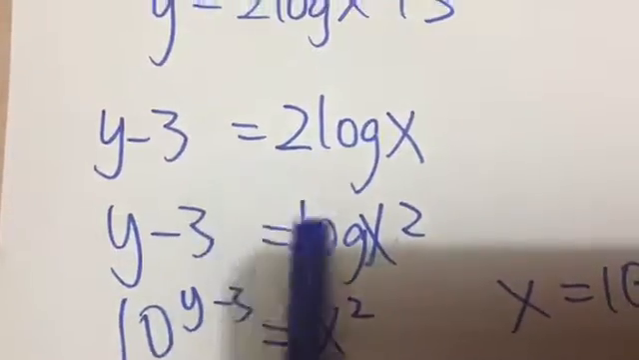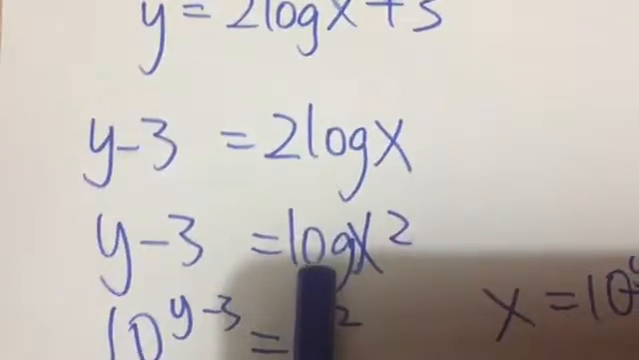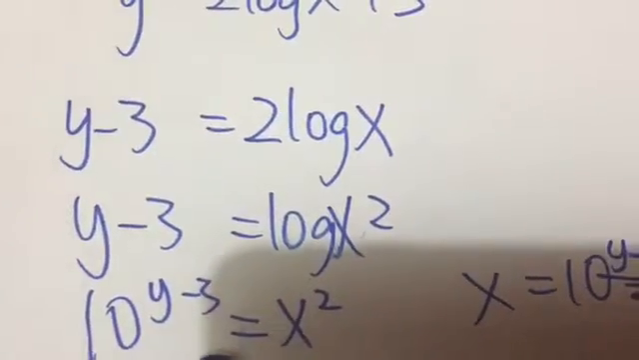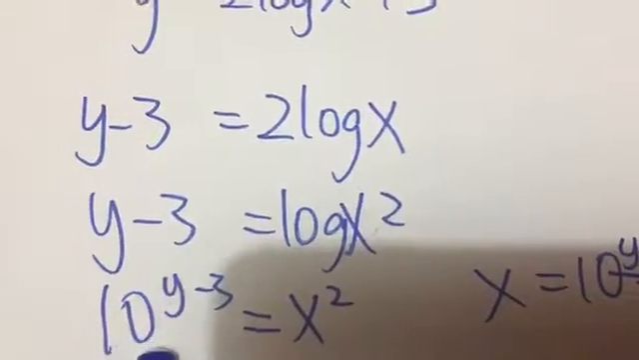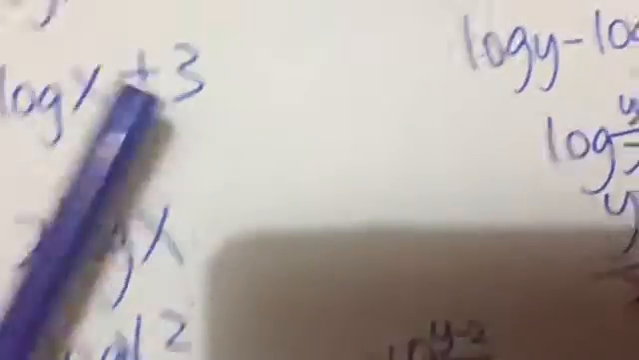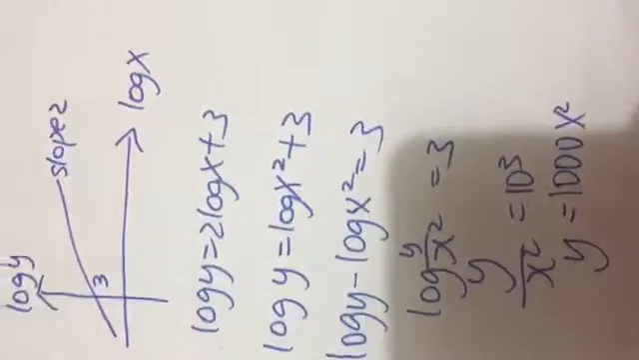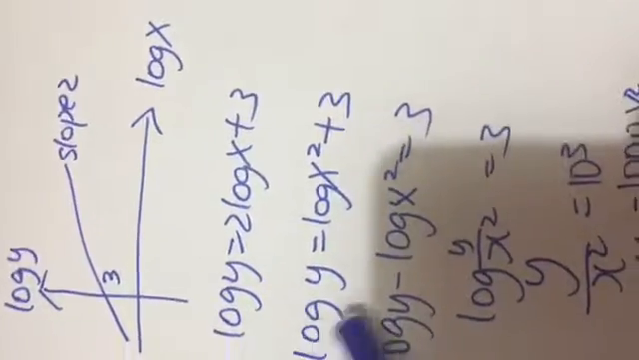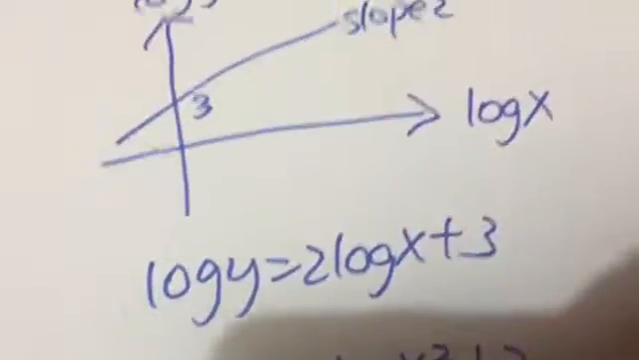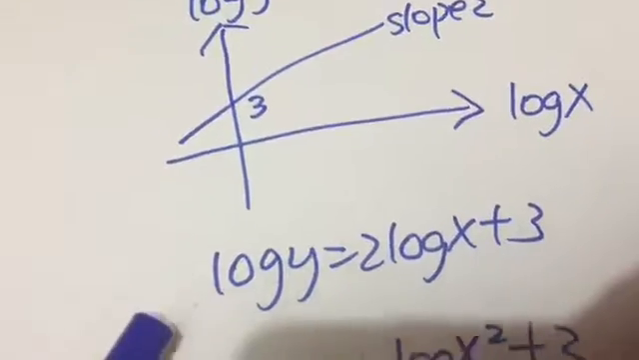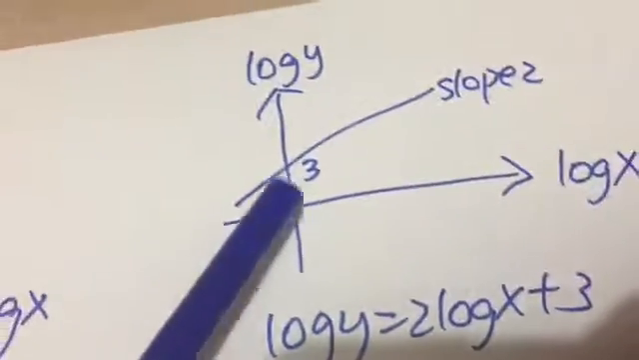So to get rid of the log, you can write it in an equivalent exponent form, that is this. And finally, you will get the answer. Let's look at the other example. The provided equation is this. log y equals 2 log x plus 3, and the slope is 2, and the axis actually intersects at 3.